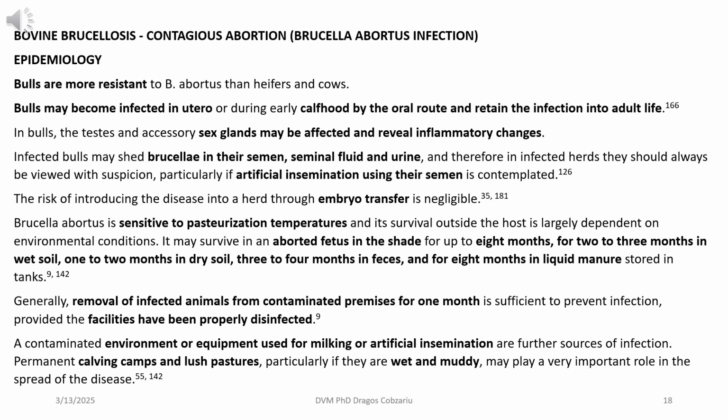Generally, removal of infected animals from contaminated premises for 1 month is sufficient to prevent infection, provided the facilities have been properly disinfected. A contaminated environment or equipment used for milking or artificial insemination are further sources of infection. Permanent calving camps and lush pastures, particularly if they are wet and muddy, may play a very important role in the spread of the disease.